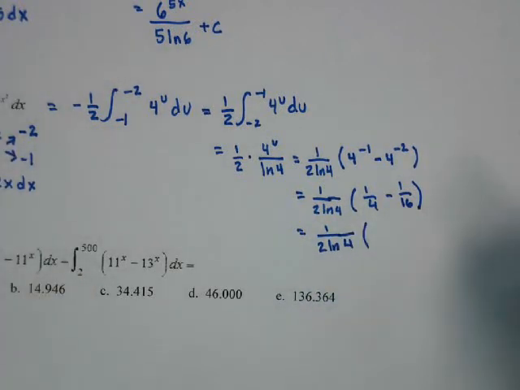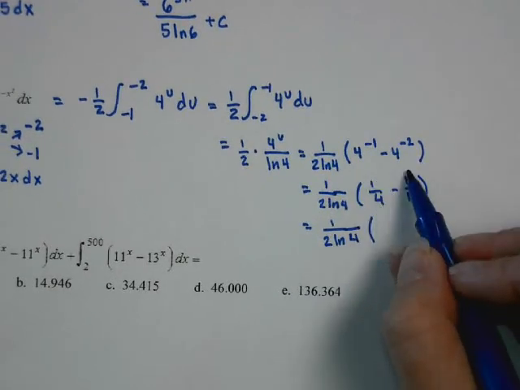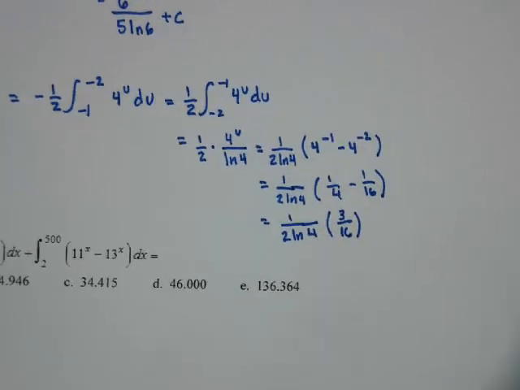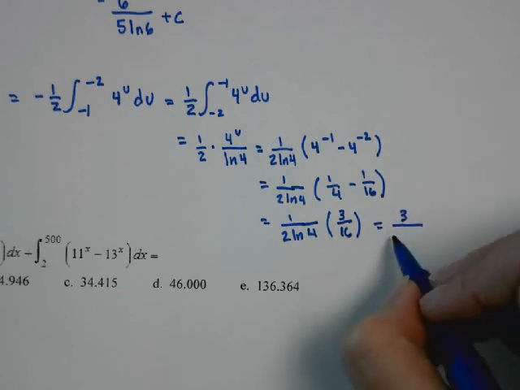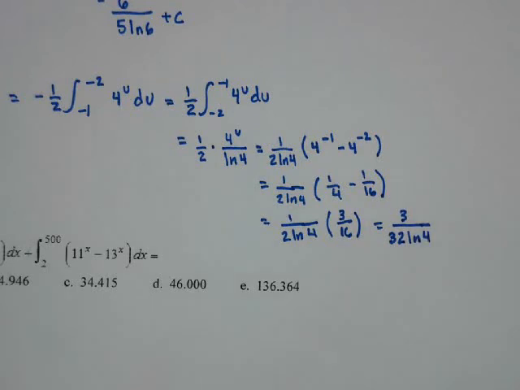So this will be 1 over 4 minus 1 over 16. Okay, if we get a common denominator, this would be 4/16 minus 1/16, which would be 3/16. And when I simplify that, that would be 3 over 32 natural log of 4.